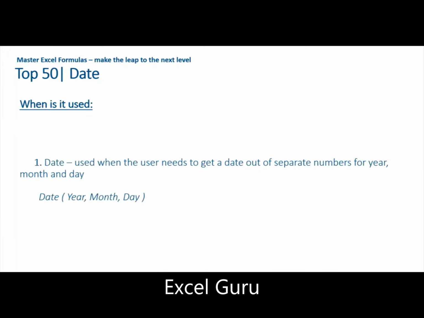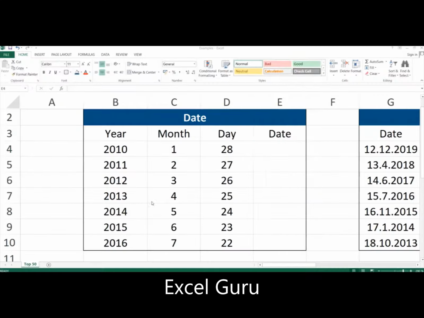The first formula that we are going to look at today is the date formula. The date formula is used when you need to get a date out of separate numbers for a year, a month and a day, and basically the structure actually explains that as well. So the structured formula is, first of all, we need to input the year number, then the month, and then the day. So let me give you an example to show you what I mean by that.